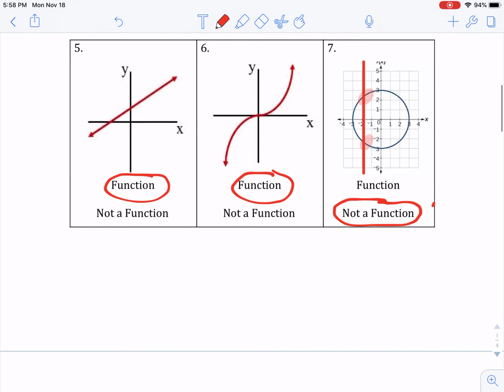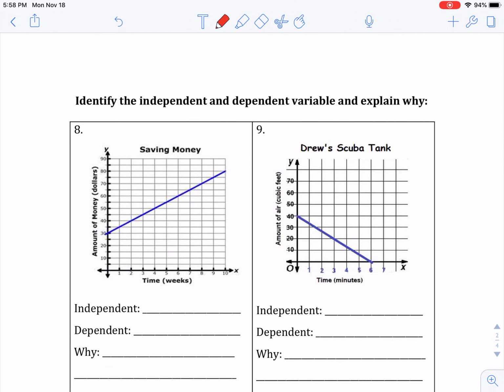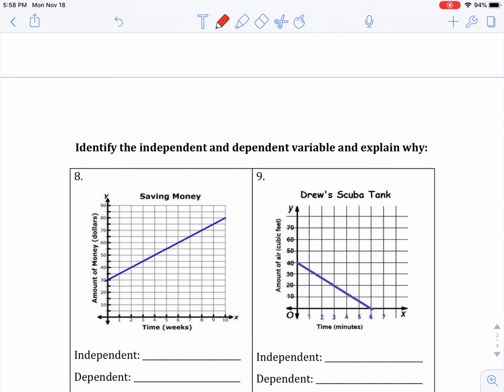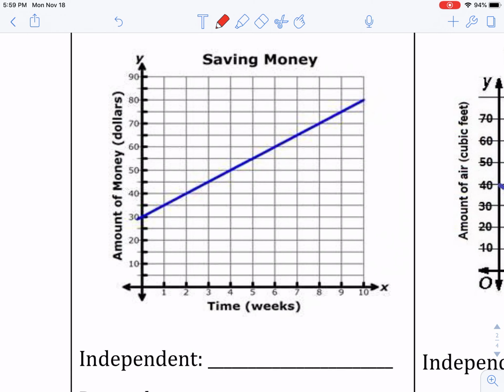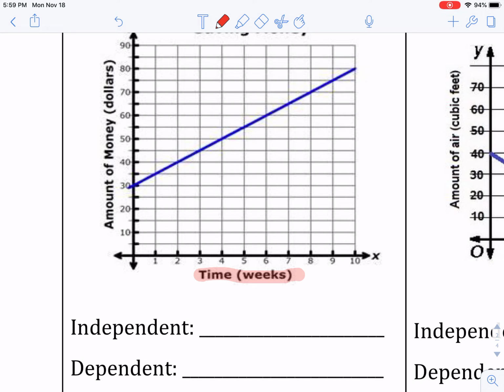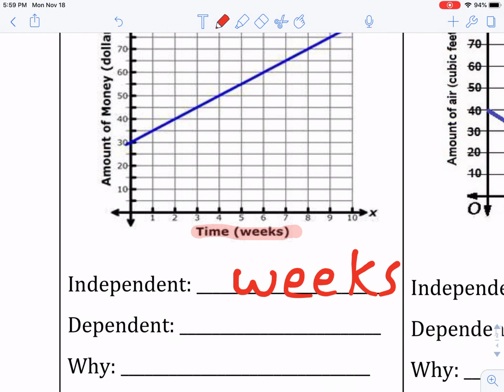The next section that we're going to take a look at is to determine what the independent variable is versus the dependent variable and explain why we think that. So when you're looking at a graph, the first thing that you should notice is that the independent variable is always going to be the x, whatever the x is. So in this case, it's time, weeks. So if we consider that the independent is weeks, that means that the dependent value has to be the y value. So it's going to be the amount of money. And so we're just going to title the dependent is going to be money.